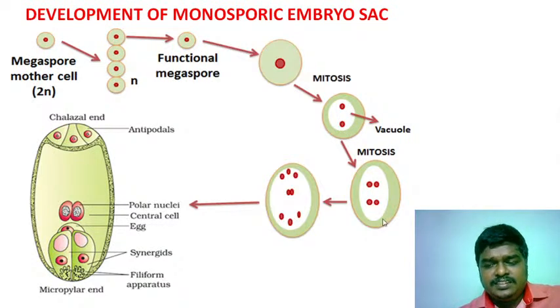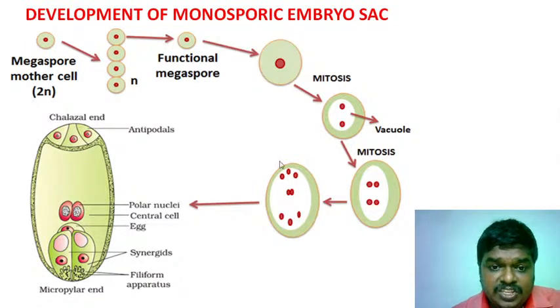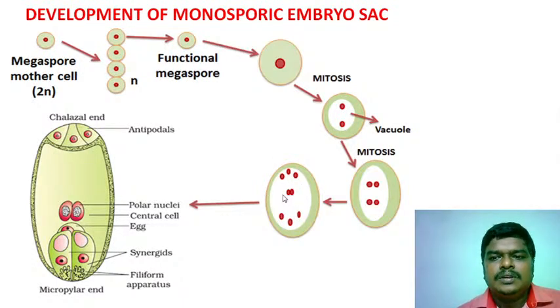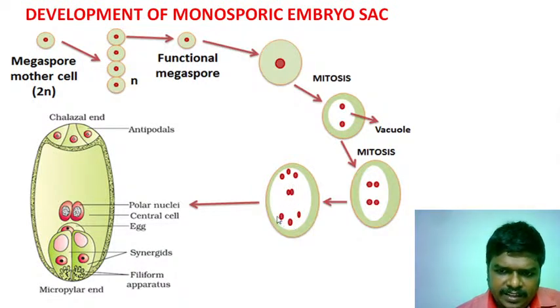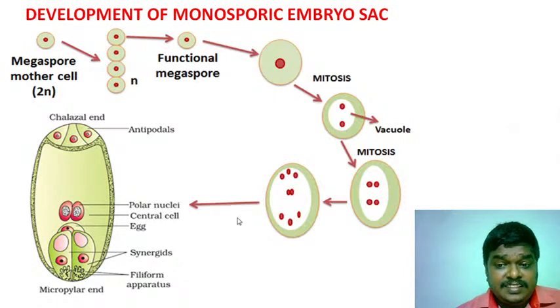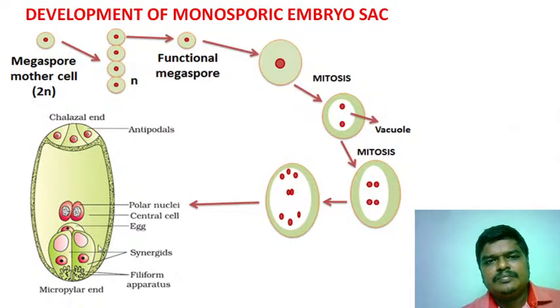And the 2 nuclei divide into 4, and the 4 divide into 8. See how they are arranged here. 2 will be at the center, and 3 will be here, and 3 will be here. And these structures form the embryo sac. This is actually the embryo sac.